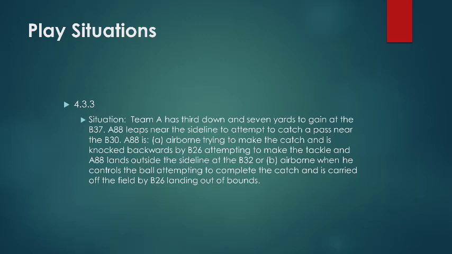4.3.3 situation, Team A has third down and 7 yards to gain at the B37. A88 leaps near the sideline to attempt to catch a pass near the B30. A88 is, in situation A, airborne trying to make the catch and is knocked backwards by B26 attempting to make the tackle, and A88 lands outside the sideline at the B32, or in situation B, airborne when he controls the ball attempting to complete the catch and is carried off the field by B26 landing out of bounds.